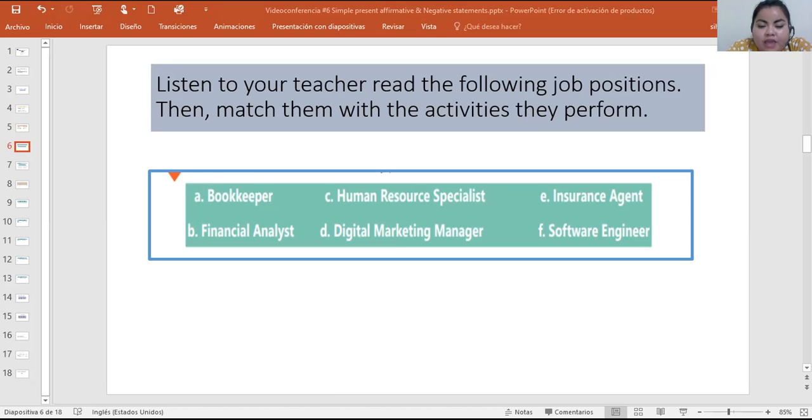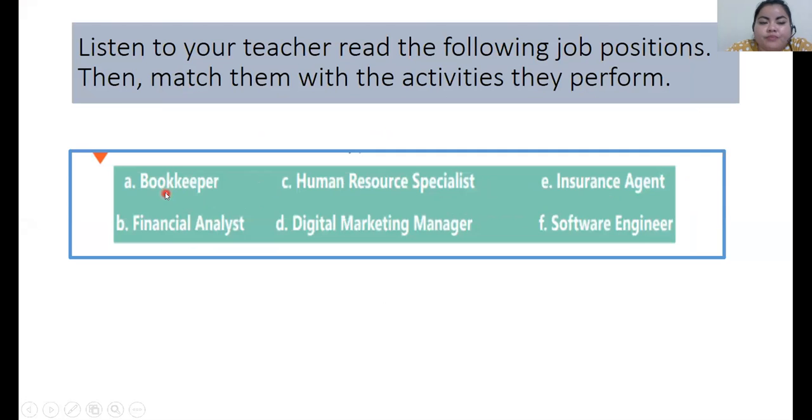Okay. This vocabulary is on your book. Este vocabulary está en su libro, en la página 19. Page 19. I will read it again. Pay attention to the pronunciation. We have bookkeeper, financial analyst, human resource specialist, digital marketing manager, insurance agent, software engineer.